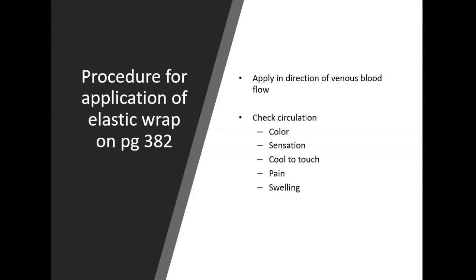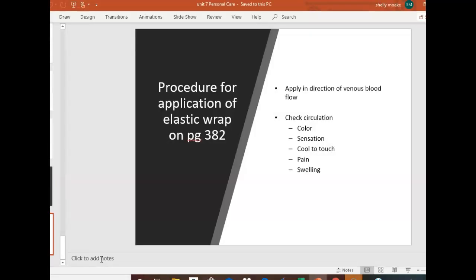Procedure for application of elastic wrap, always, like I said, distal to proximal. You always want to look at the color of the skin, make sure you're checking circulation for color, sensation, cool to touch, pain, or swelling. And that's it.